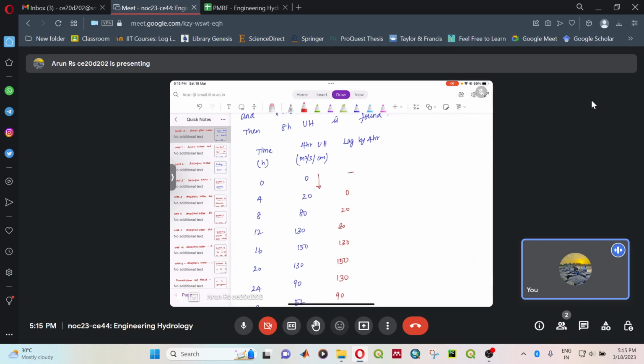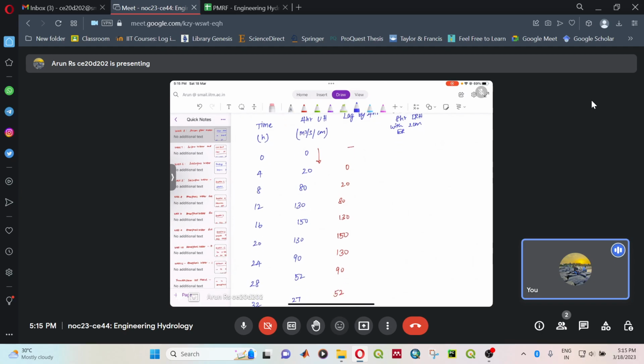Now we have lagged it. Now what we are going to do is we are going to add it up. So this is unscaled 8-hour DRH with 2 centimeter excess rainfall.